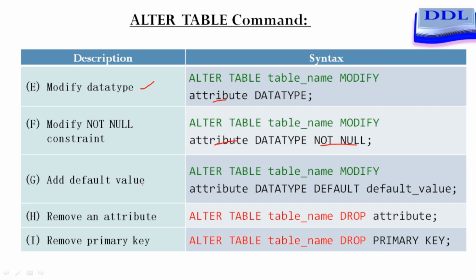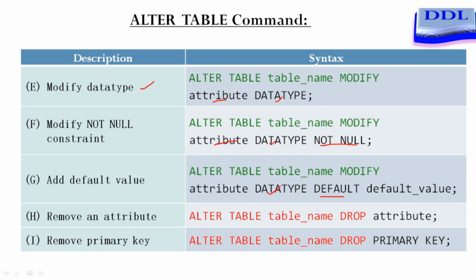Then the next one is adding a default value: alter table name modify, attribute, data type, then the default keyword followed by the value to be set as default. These are the three modifications that we can perform by using the alter table command. Note that while using the modify clause, we have to specify the data type in all the three cases.